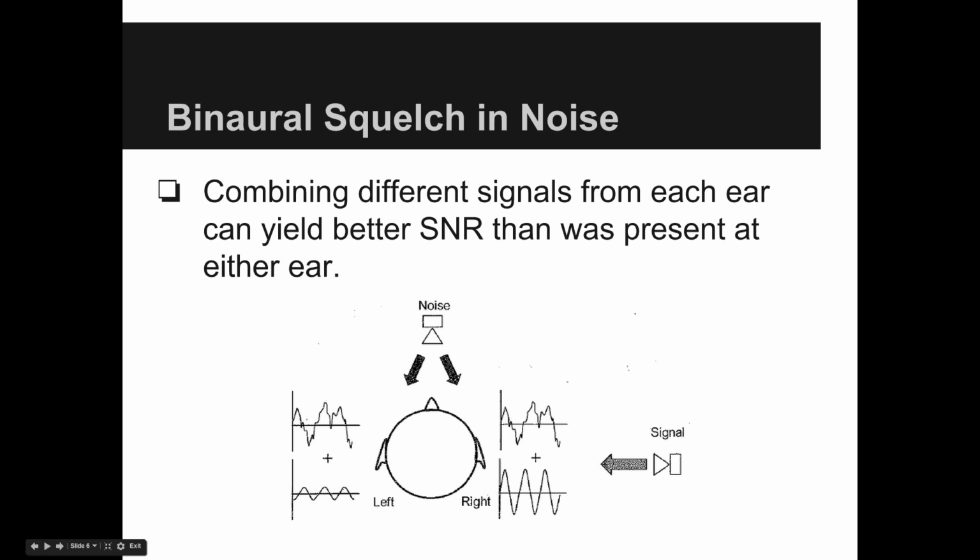Binaural squelch will essentially allow the person's brain to subconsciously and automatically subtract the signals in the left ear from the right ear, eliminating or reducing the noise to provide a better signal-to-noise ratio more centrally than was present at either ear. The exact mechanisms for this process are not quite clear, but they may be related to those processes seen in the superior olivary complex related to the masking level difference.